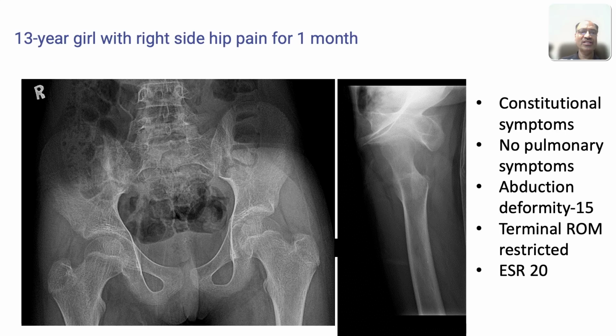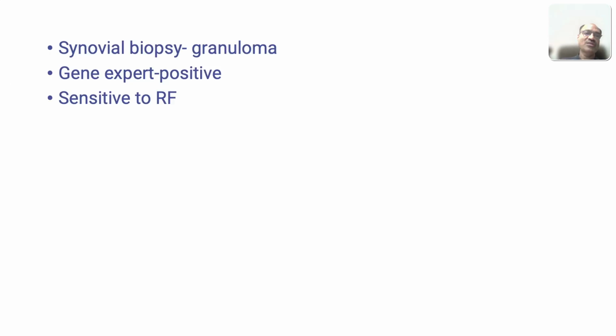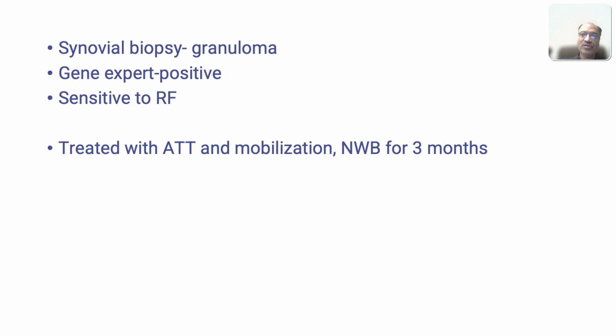This is a 13-year-old girl presenting with synovitis. Next slide. MRI showed the synovitis, but the ESR and CRP were high. The child was treated with aspiration and GeneXpert was positive. Next slide. The child was treated with traction and mobilization. Next slide. It was treated with anti-tuberculosis drugs and non-weight bearing for 3 months.